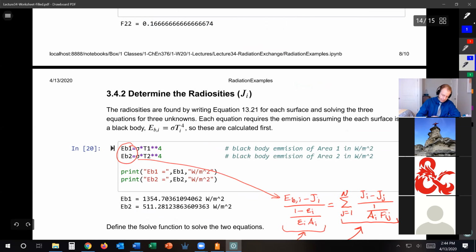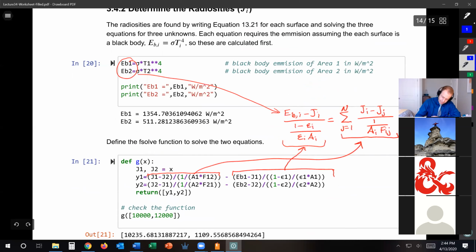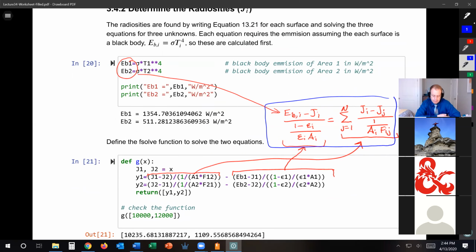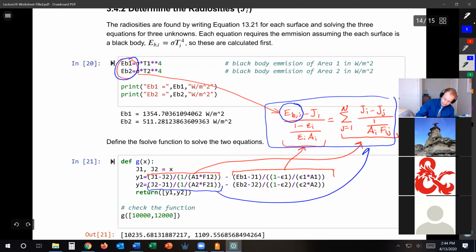Step 2 is I've got to write this equation twice because I have 2 objects I care about. And then I'm going to solve for the radiosities. So I need the black body emission. I calculate those here. That's just sigma T1 to the 4th. And then the summation part is over here. So that's the right-hand side of that equation. And here's the left-hand side of that equation. Again, this is my function I'm giving to fsolve. I got to solve for 2 unknowns in this case.